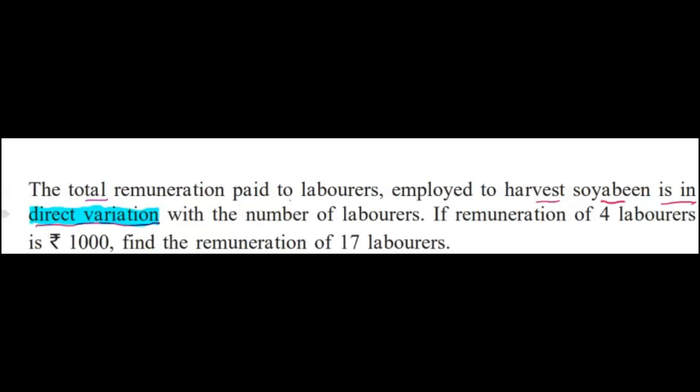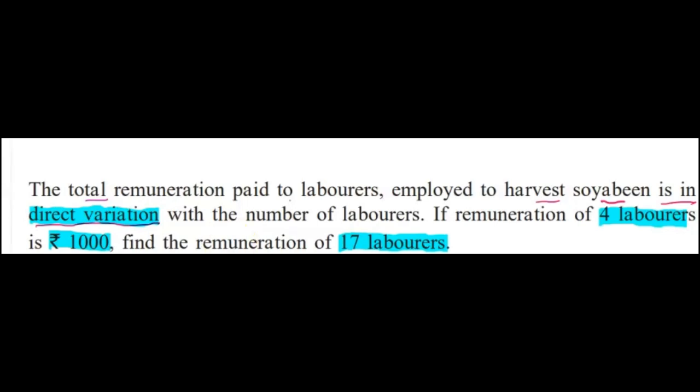In this case, we are not going to find the constant of remuneration. We will be finding the values. If the remuneration of 4 laborers is 1000 rupees, find the remuneration of 17 laborers. That is the answer. What is the question they are asking here? Now, let's begin with this part.